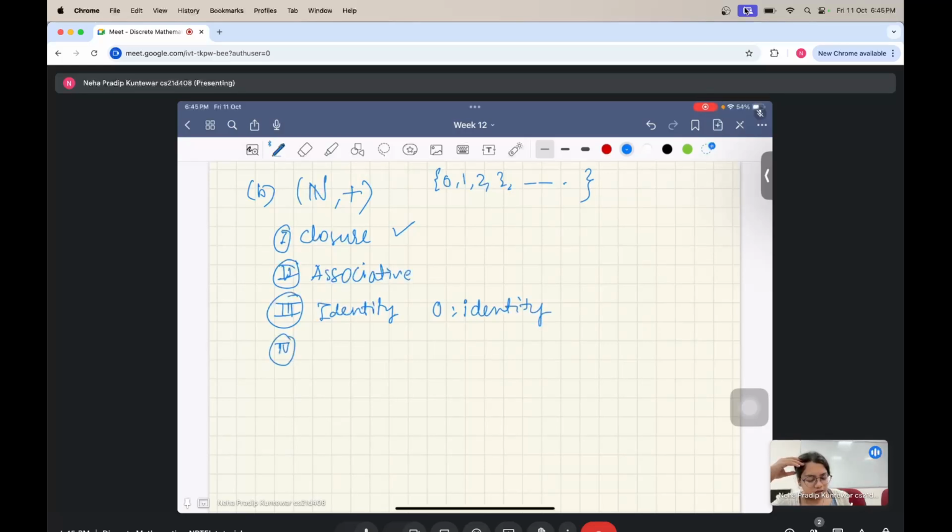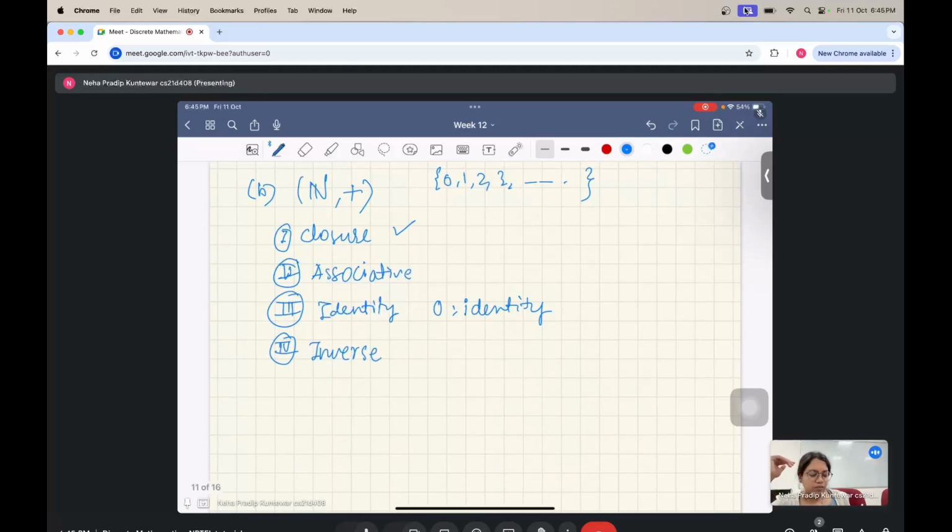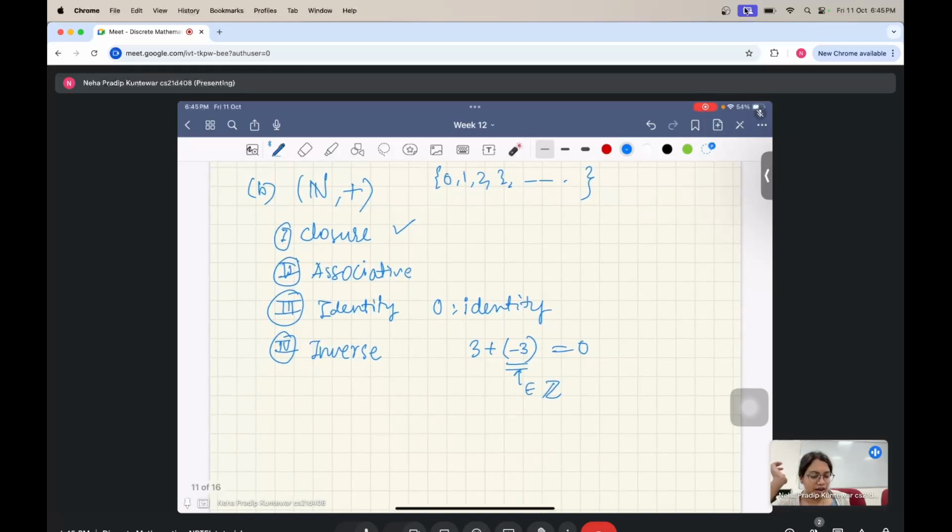The fourth property that we want to understand is that of an inverse. In the earlier case, for example, if I had 3 and I add minus 3 to it, then I get back the identity, and it was still in the set Z. But in this case, that's not the case. I cannot add a positive natural number and expect to get 0, because it can only increase the sum. So the inverse does not exist. Therefore, since this property is not true, it is not a group.